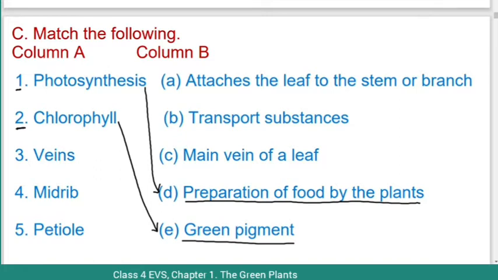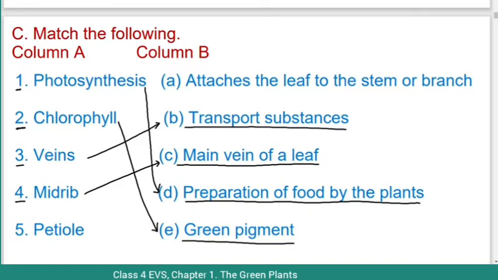Third one, veins. It is B. Veins transport substances. Fourth, midrib. That is C. Midrib is the main vein of a leaf. Fifth one, petiole. Option A, that is attaches the leaf to the stem or branch. Petiole attaches the leaf to the stem or branch.